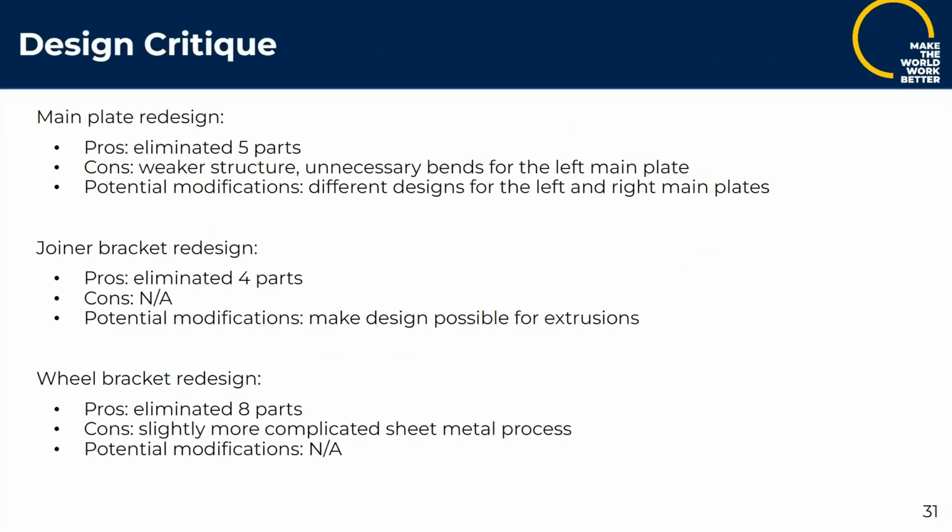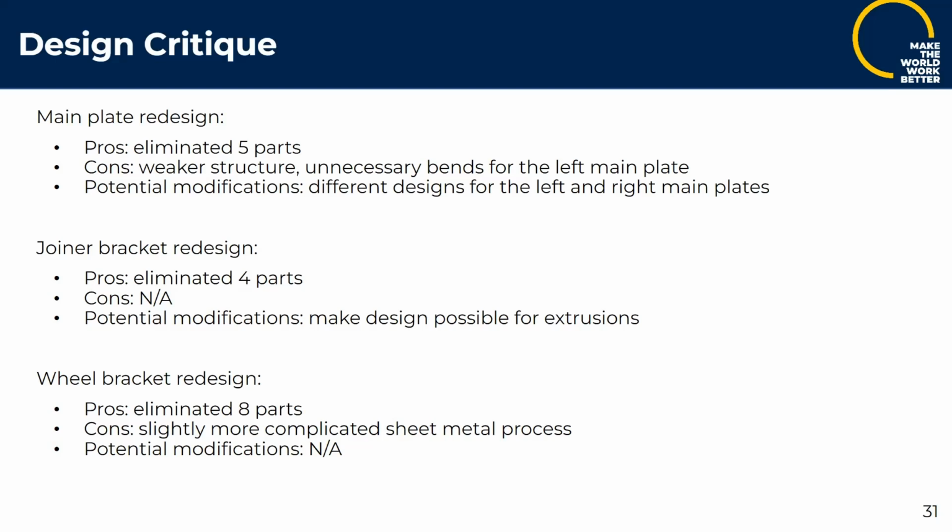Reviewing our redesigns, we've listed some pros, cons, and extra modifications. For the main plate, we eliminated 5 parts, and although we're not too concerned about the structural strength, this redesign does make the main plates a little bit weaker. In addition, while the 2 main plates are currently identical, adding the bends would be an unnecessary feature for the left main plate. And with that being said, a potential modification is to have different designs for the left and right main plates. For the joiner bracket, it eliminates 4 parts.